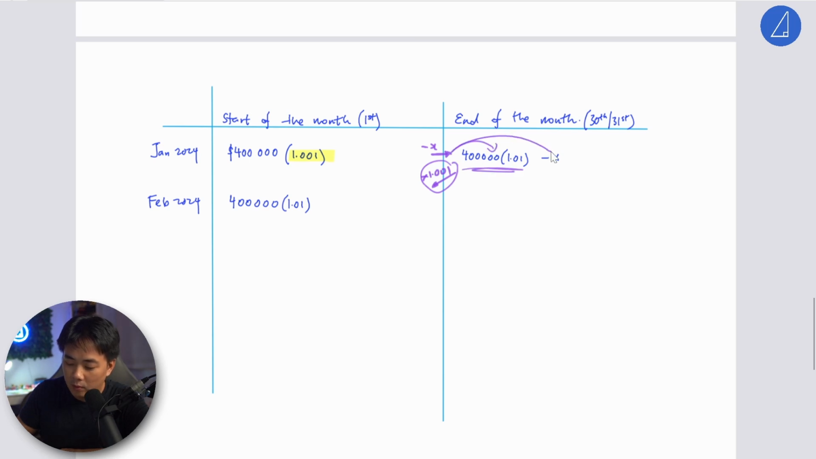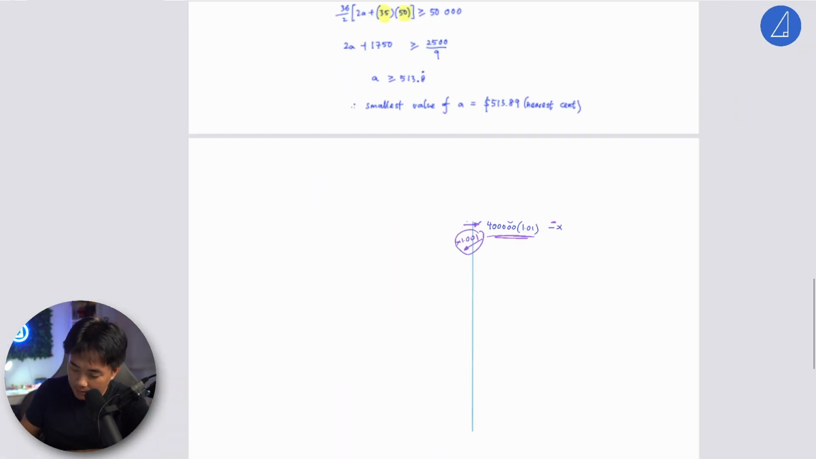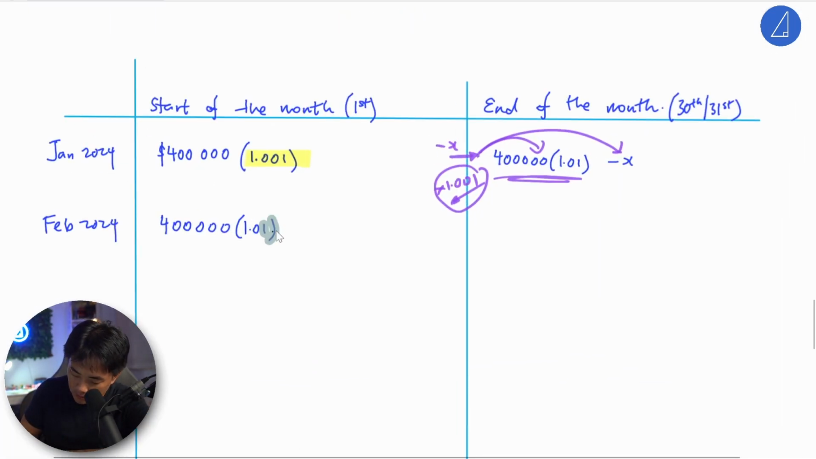Remember, you need to distribute to the last guy as well. So if I were to take 1.001 multiplied by this entire thing, this will be 400,000 times 1.001 squared, minus 1.001x. Okay, that's one.